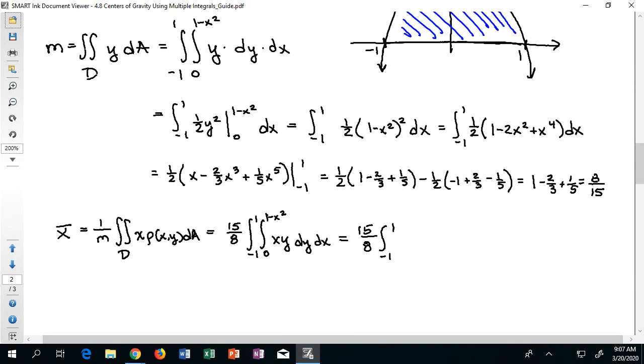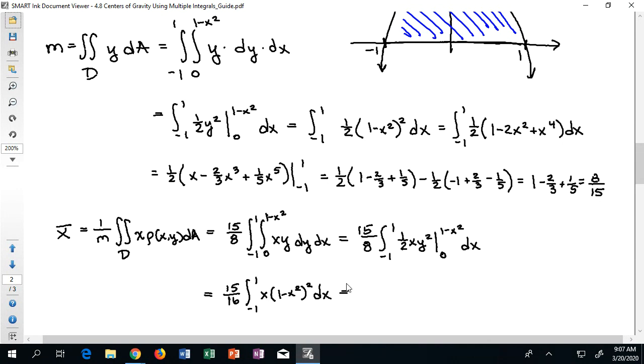And on the inside here, I'm going to get a 1/2 xy squared. And I'm going to need to evaluate that from 0 to 1 minus x squared dx. So let's see. I'm going to get 15/16, integral from -1 to 1. I'm going to have x times (1 minus x squared) all squared. This is a little bit cumbersome.